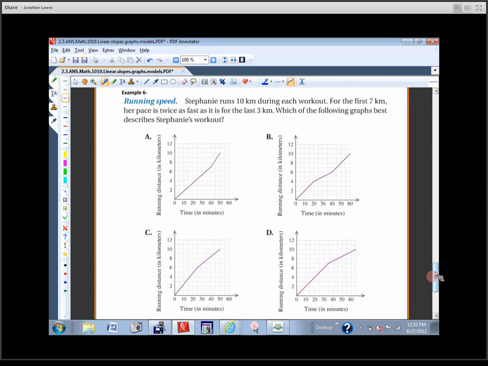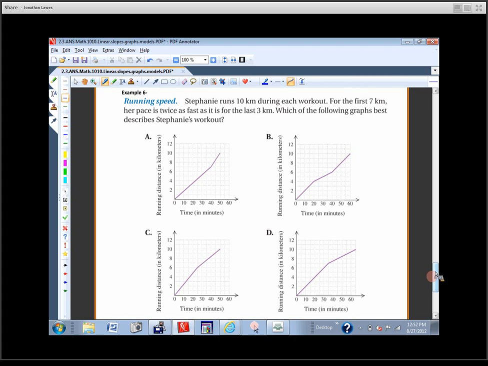For the first 7 kilometers, her pace is twice as fast. Her speed or her rate, miles per hour, feet per minute, whatever it happens to be, is twice as fast as it is for the last 3 kilometers. So she runs fast for the first 7, and then she slows down to a jogging pace for the last 3, kind of a warm down. By the way, 10 kilometers, about how far is that? 6.2 miles. Wow, that's impressive. I was going to say a little more than 5, but 6.2 is much better.